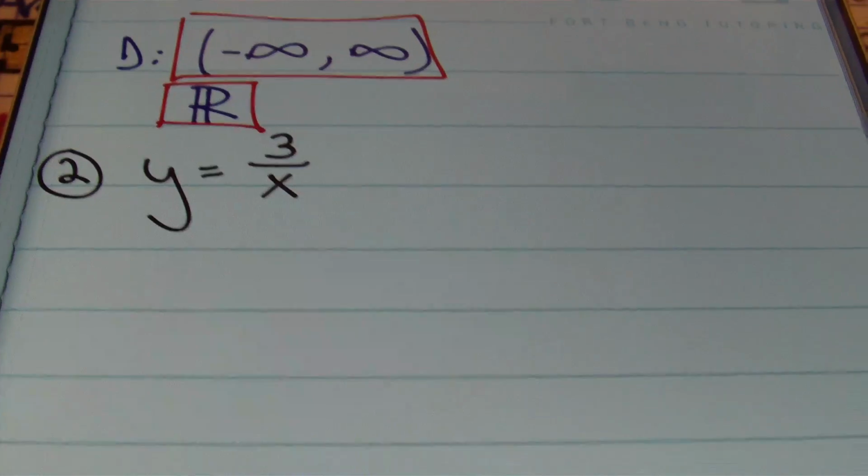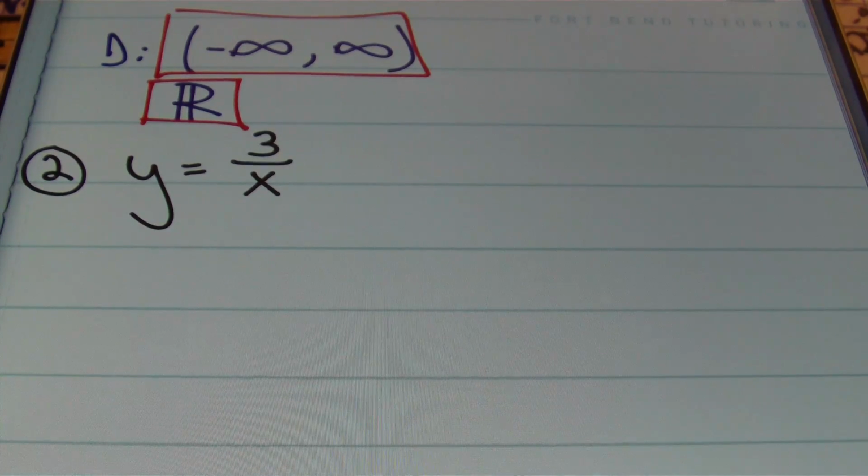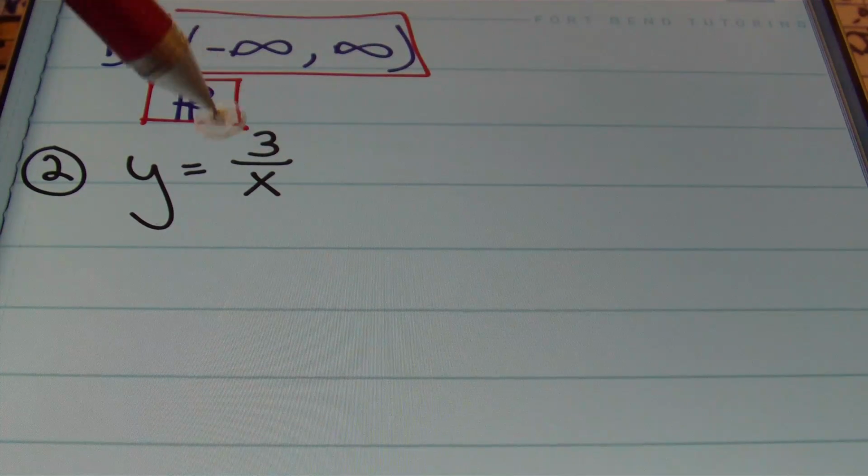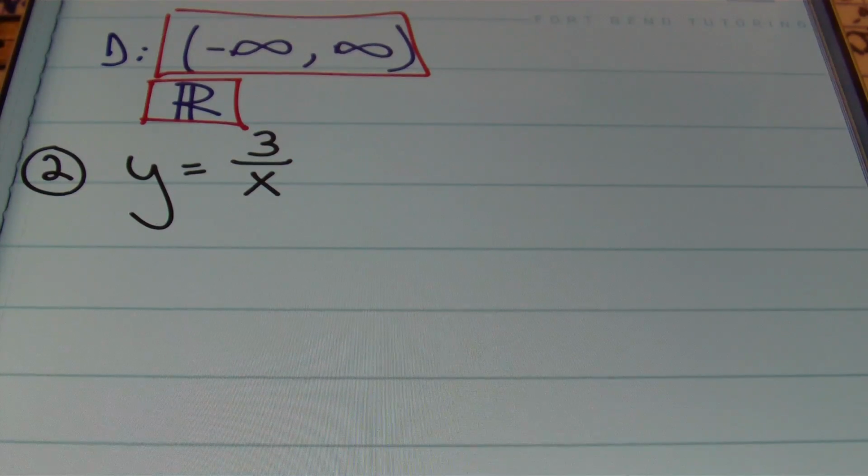In problem number 2, we have a rational function. This is y equals 3 over x. And the first thing you're looking for is to see if there is a domain restriction. Yeah, and we definitely have one. You can't have 0 in the denominator of a fraction. You just can't have it.